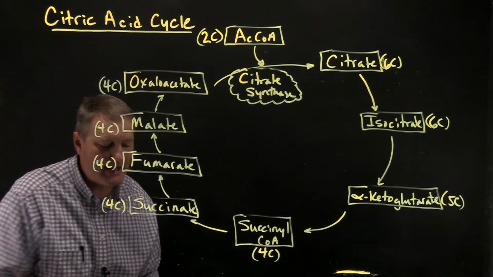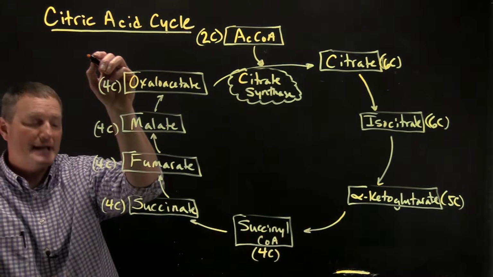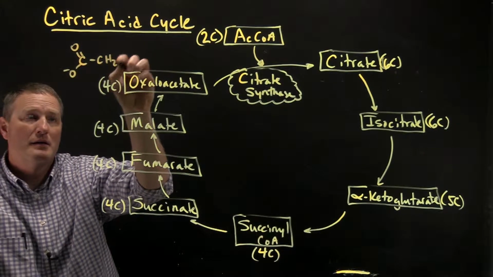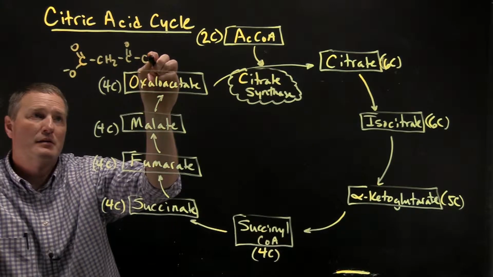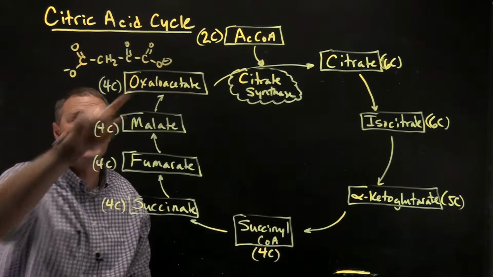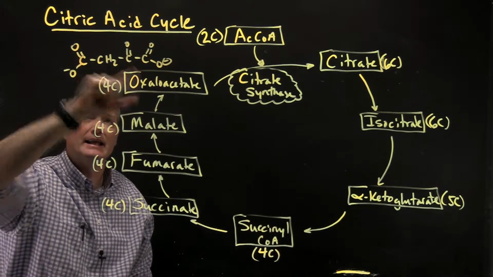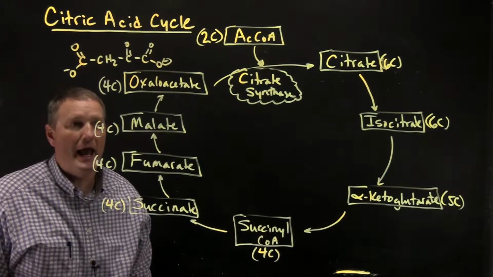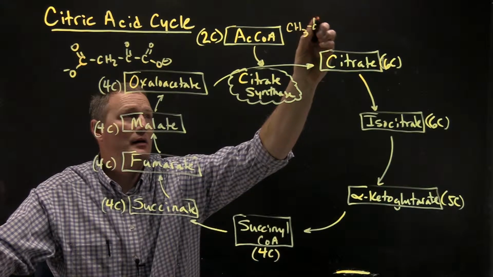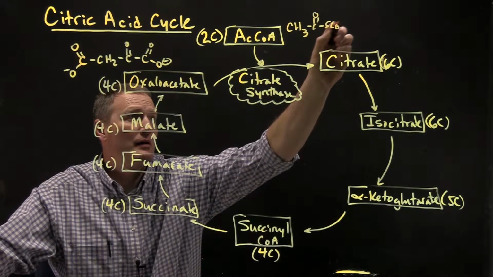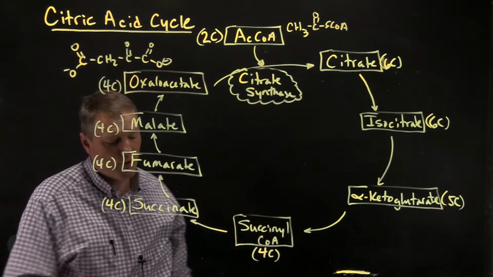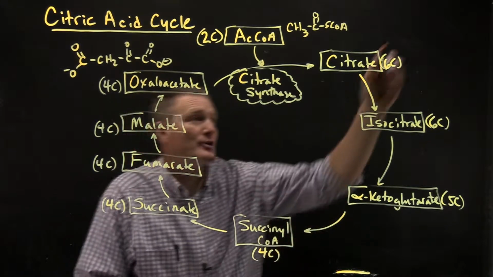So oxaloacetate is a compound that you should know. It's going to have this structure to it. Okay, so it's a 4-carbon compound. It's got 2 carboxylic acids on either end. It has a ketone at carbon 2. Acetyl-CoA, we know the structure of that one. Okay, it's got the 2-carbon fragment there. So we're now going to combine those to form the molecule called citrate. So let me just draw that one out here.